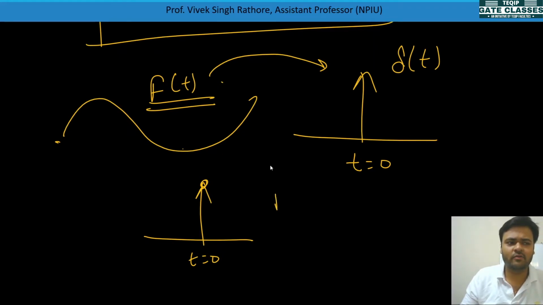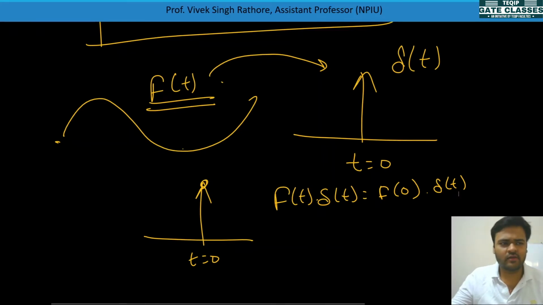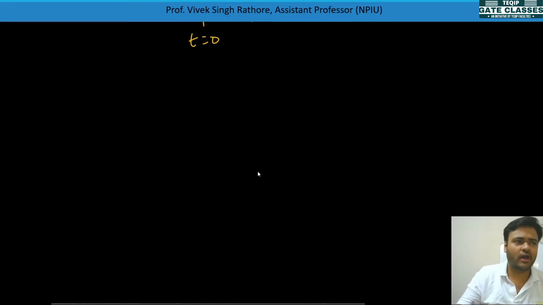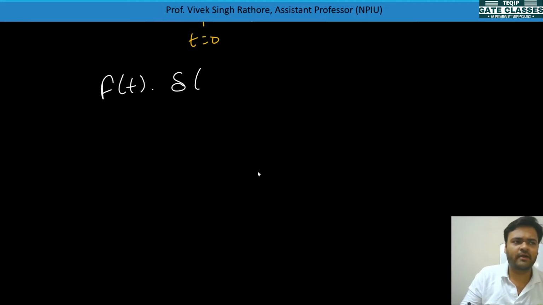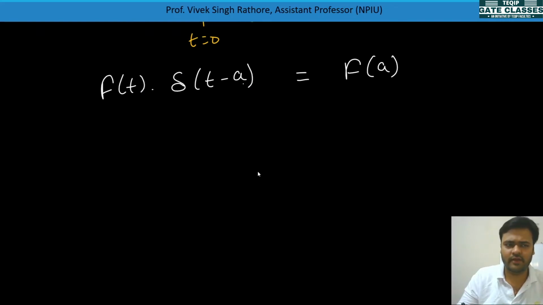So mathematically you can write it as f(t) into delta t equals f(0) into delta t, because f(t) now exists only for t equal to 0. You should remember this. Or I can write it as f(t) multiplied by delta t minus a, whatever a may be. The function will exist for f(a) only, for delta t minus a.